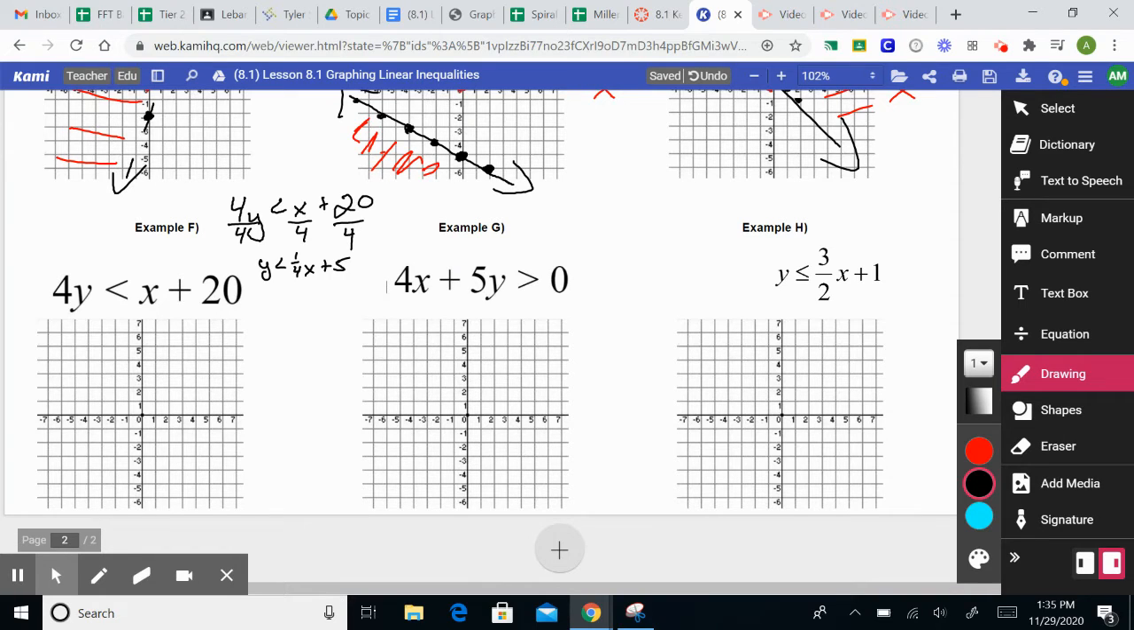What is my y-intercept? It is 5, so I'll put a point at 5. Now my slope is 1/4. That means I'm going to go up 1 to the right 4. 1, 2, 3, 4. Find the point on the other side. I'm going to go down to the left. And is this a solid or dashed line? This is a dashed line because it is a less than and not a less than or equal to.